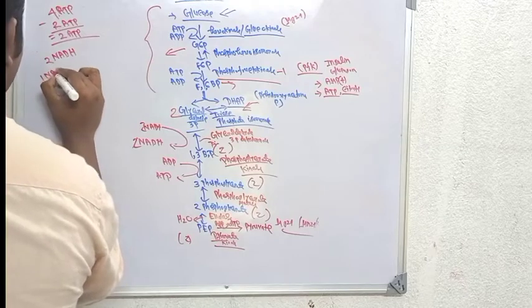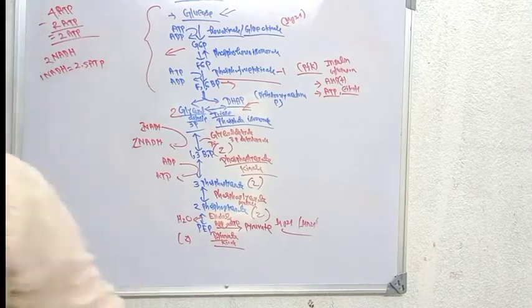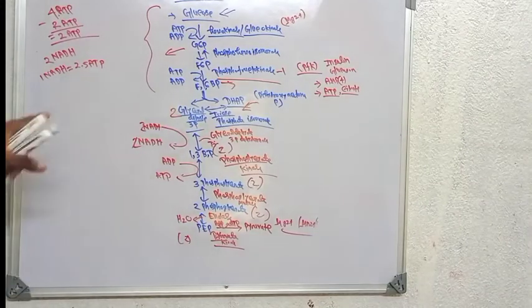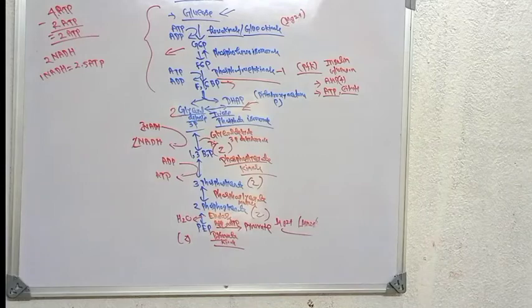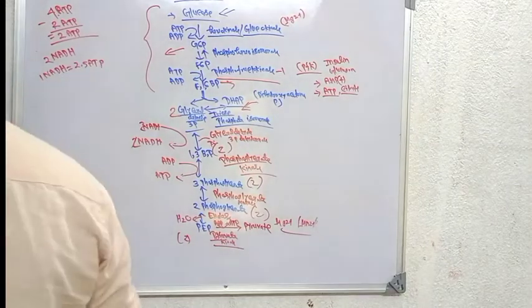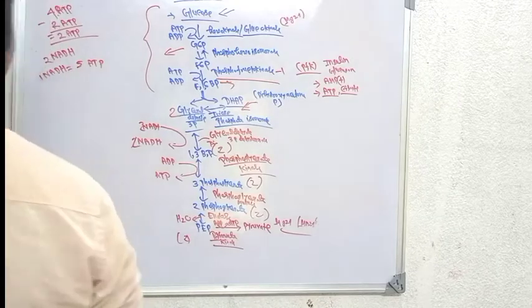In the modern concept, 1 NADH gives 2.5 ATP. Some books write 3 ATP, but that is not true. 1 NADH is equivalent to 2.5 ATP, so 2 NADH is equivalent to 5 ATP.